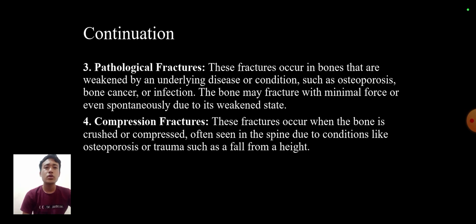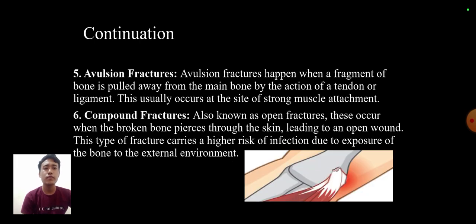Number three, pathological fractures. These fractures occur in bone that are weakened by any underlying disease or infection or any condition such as osteoporosis, bone cancer, infections, and the bone may fracture with minimal force or even spontaneously due to its weakened state. Number four, compression fractures. These fractures occur when the bone is crushed or compressed, often seen in the spine due to conditions like osteoporosis or trauma such as fall from a height.